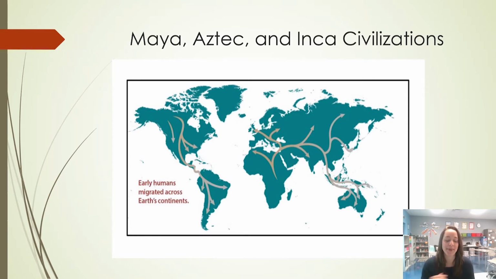Take a look at this map. You can see that early Americans moved from Africa into Europe and Asia. And from there, some people moved into Australia. Others moved south through North and South America.